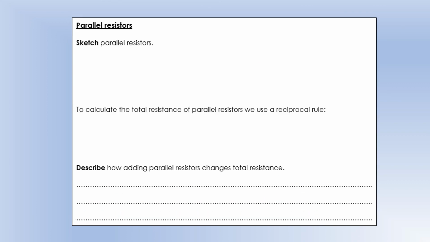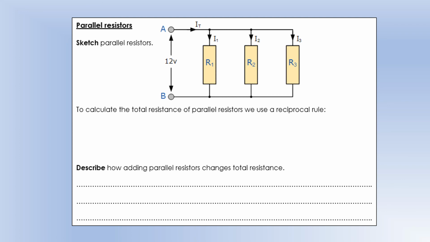Alright, so let's now talk parallel resistors. So if we sketch parallel resistors, you can see the characteristic, remember, is that the charges should either go through 1, 2 or 3. That would mean they're in parallel, which you can see is what happens here. So we use a reciprocal rule to get the total resistance of parallel. What does that look like? This is what it looks like. So 1 over the total resistance is equal to 1 over R1 plus 1 over R2 plus 1 over R3 plus however many we've got connected in parallel. So it looks like this.